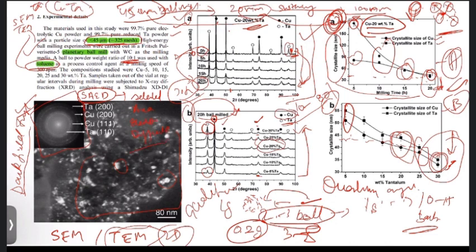Okay, and I will tell you one interesting thing. Are you able to see these sharp peaks of copper and tantalum? This is tantalum, this is copper. These rings are labeled 200, 200, 111, 110. These numbers belong to these four peaks. That is the beauty of the selected area diffraction pattern.